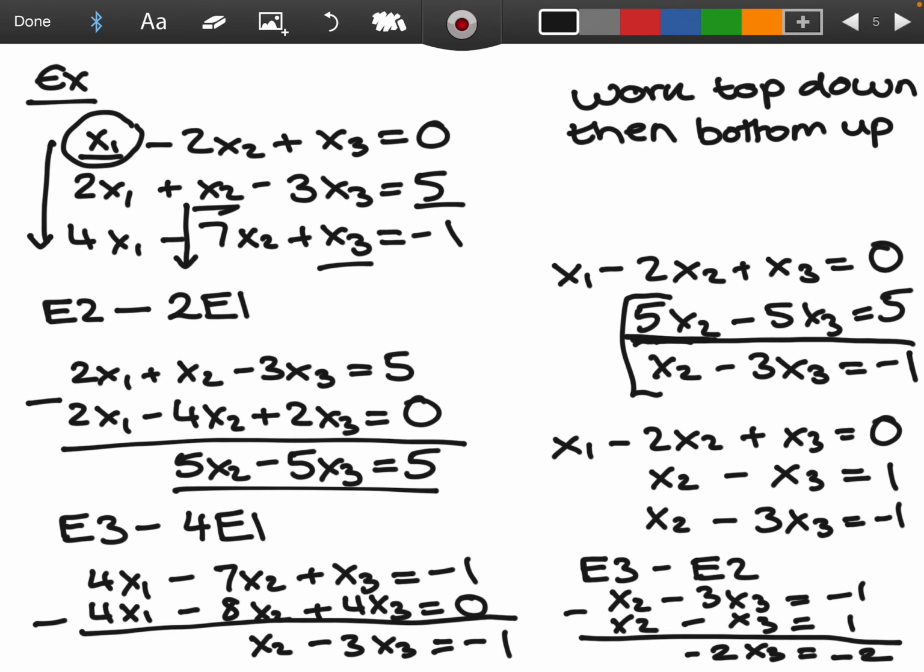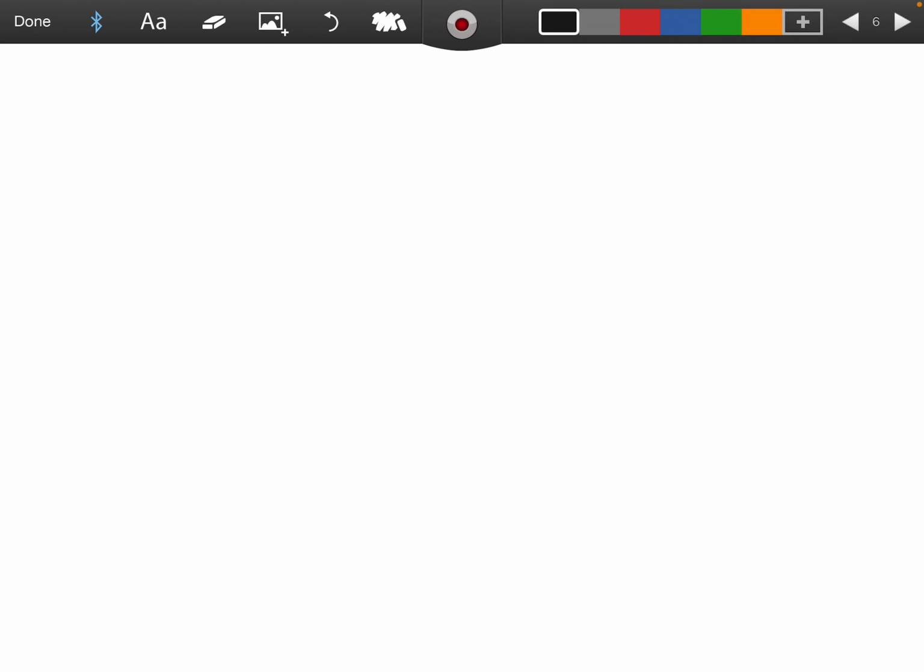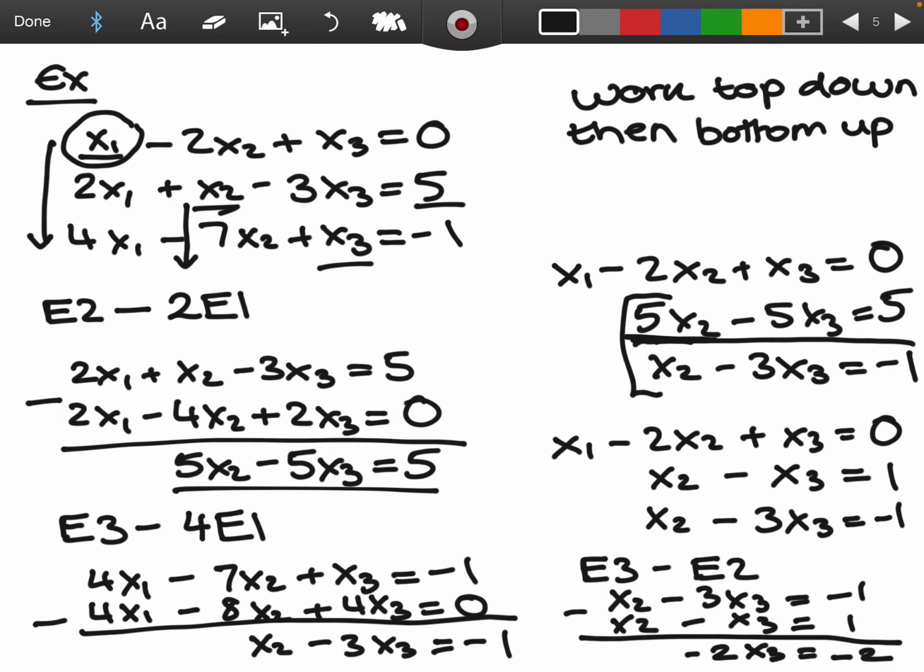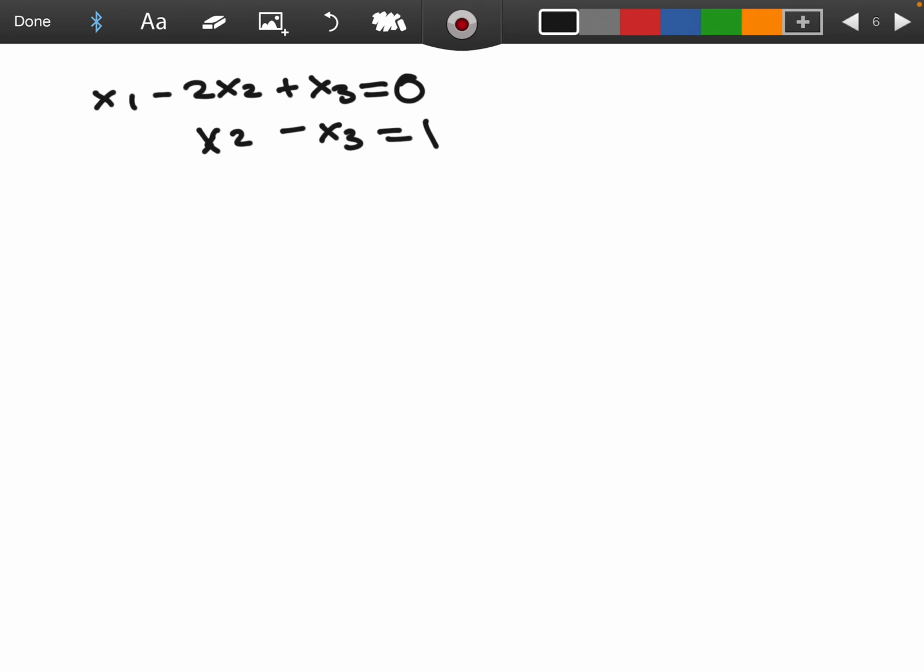Okay, so my system is now x1 minus 2x2 plus x3 is 0. Then I've got x2 minus x3 is equal to 1. And then we came up with this new equation here, which is negative 2x3 is equal to negative 2.